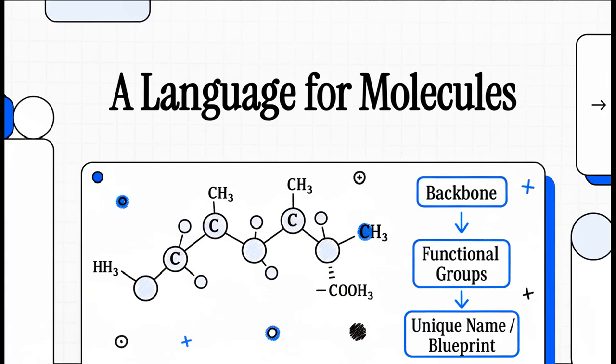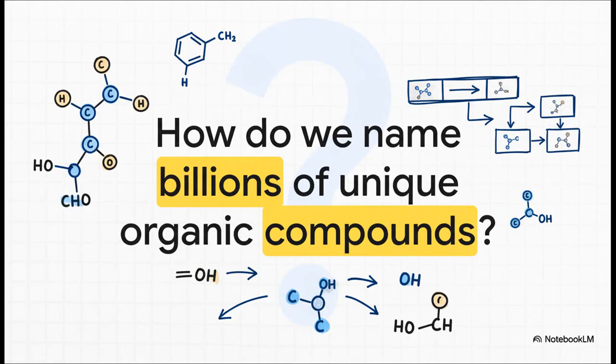All right, let's dive right in. Organic chemistry is just everywhere. It's in the plastics in our phones, the medicines we take, pretty much everything. And that means there are literally billions of different carbon compounds out there. So the big question is, how on earth do you even begin to keep track of them all? I mean, it really sounds impossible, doesn't it?